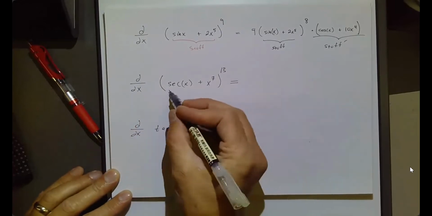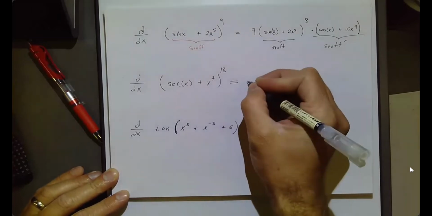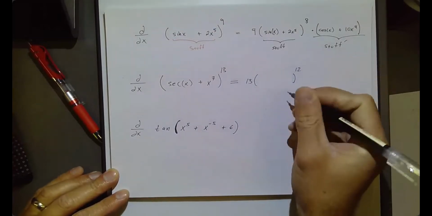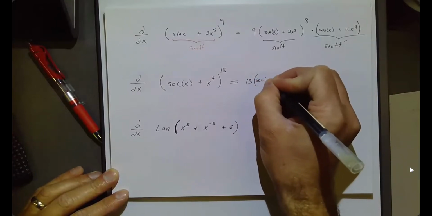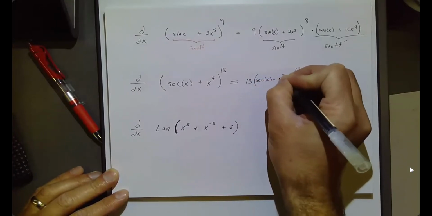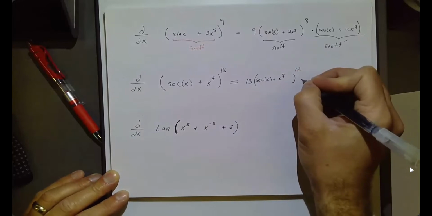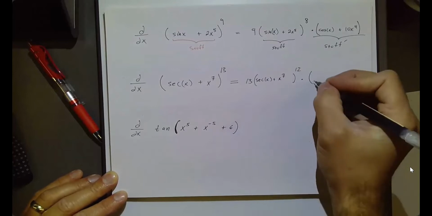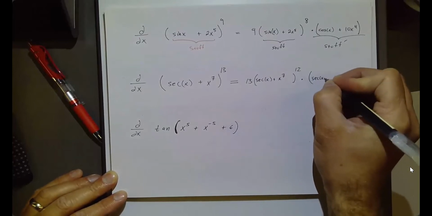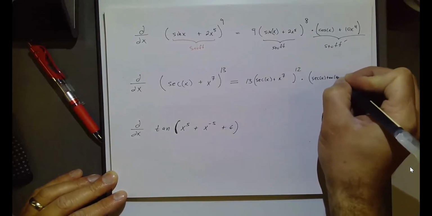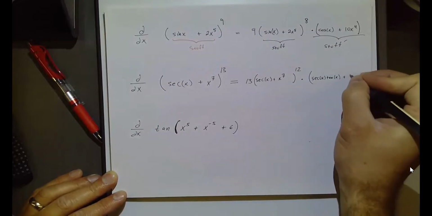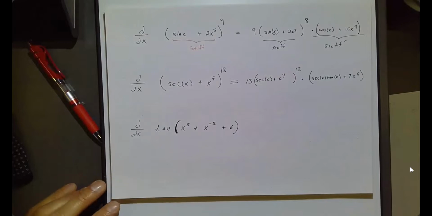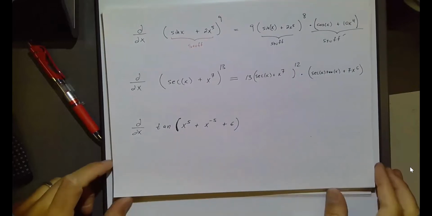Okay, I've got some stuff to the 13th power. My derivative is 13 times my stuff to the 12th power. My stuff is secant of x plus x to the 7th. And then I have to multiply, of course, by the derivative of the stuff. The derivative of secant of x is secant of x times tangent of x. The derivative of x to the 7th is 7x to the 6th. That's what she got. Okay. We'll do one more and then one more after that.